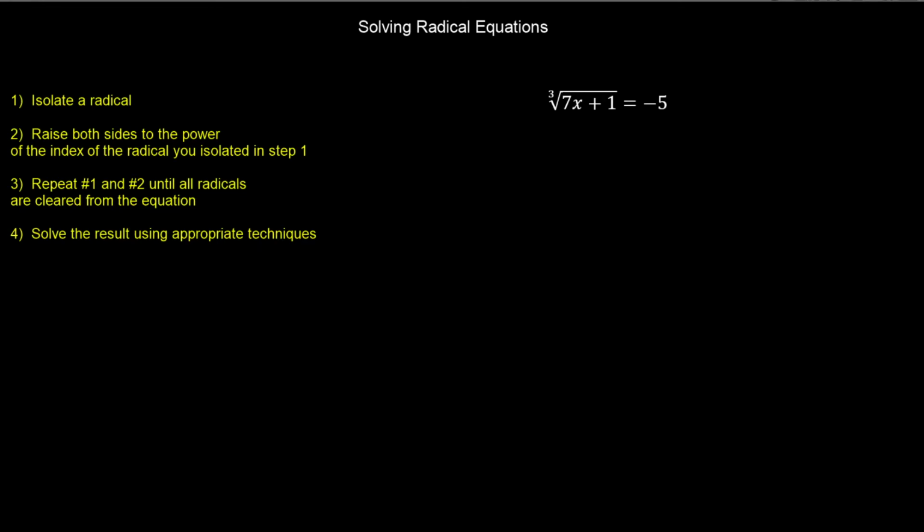So we're going to go ahead and raise both sides to the third power. That's going to give us the 7x plus 1 because the cube root and the cube cancel each other out. And over on the right hand side, we're going to get negative 125. From here, we subtract 1 from both sides, giving us 7x is equal to negative 126. And then we are going to divide that by 7, and it does work.